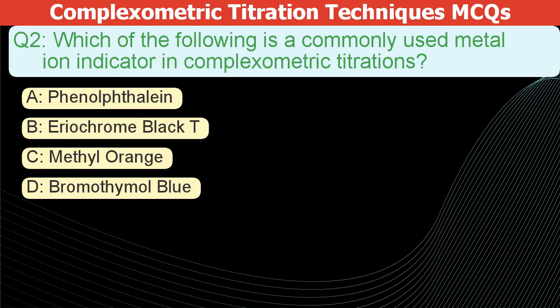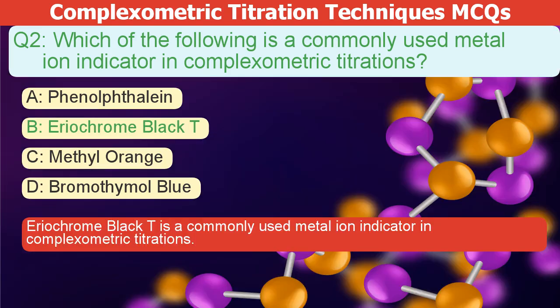Which of the following is a commonly used metal ion indicator in complexometric titrations? A. Phenolphthalein. B. Eriochrome Black T. C. Methyl orange. D. Bromothymol blue. The correct answer is B. Eriochrome Black T is a commonly used metal ion indicator in complexometric titrations.